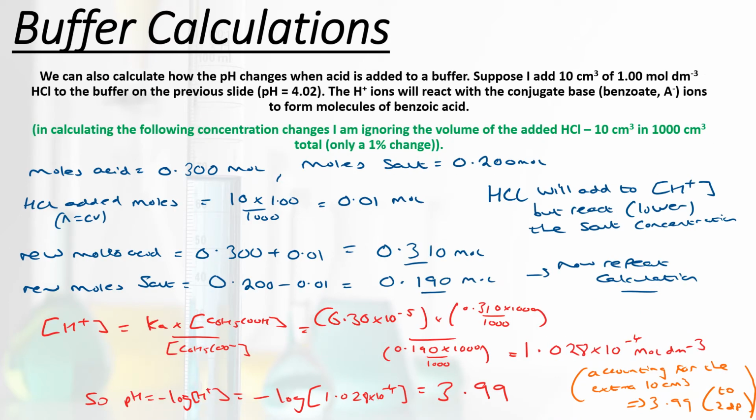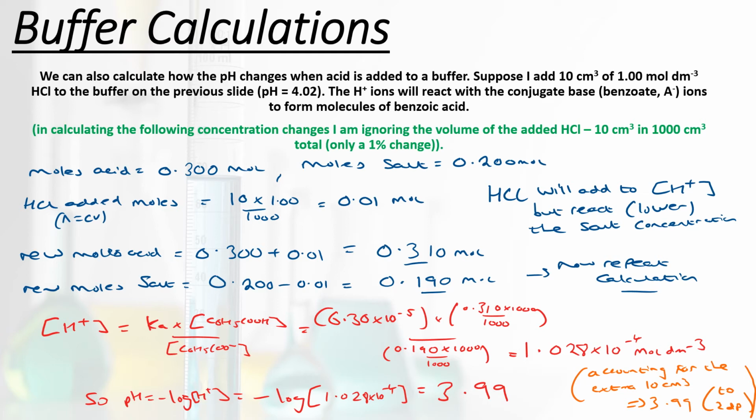So we can also calculate how the pH changes when acid is added to this buffer. So suppose I add 10 centimetres cubed of a 1 mole per decimetre cubed solution of HCl to the buffer on the previous slide, which remember had a pH of 4.02. The H plus ions will react with the conjugate base. Remember those equations that we looked at right at the start of this video. The H plus ions react with the conjugate base, the benzoate A minus ions, and they form molecules of undissociated benzoic acid.